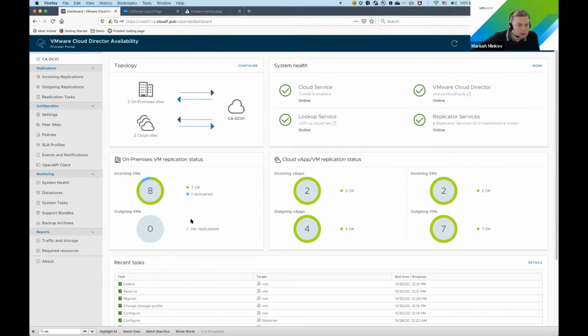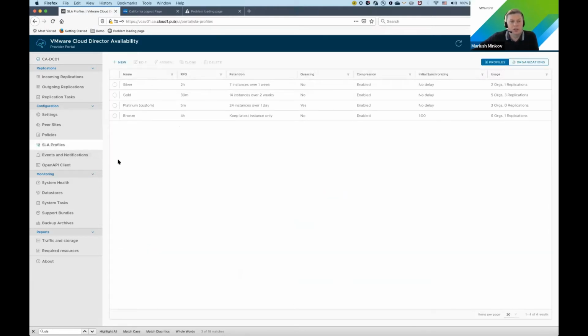Practically, the SLA profiles configuration is available only for providers. By default, the system ships with 3 SLA profiles that are pre-created. These are the gold, silver, and bronze, with these values that we see here.